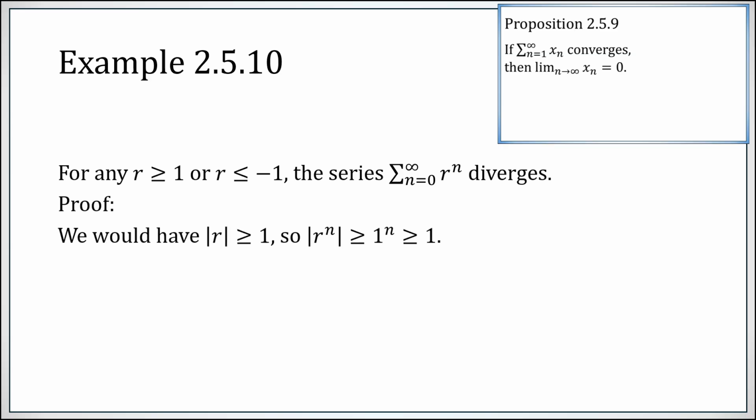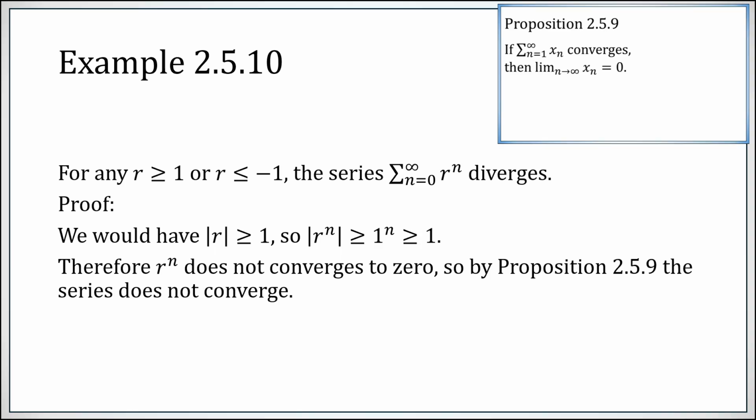Well, if the absolute value of r is bigger than or equal to 1, then if I begin raising that to the nth power, the absolute value of r to the n is still bigger than or equal to 1, meaning it is not converging to 0. So, by the proposition we just established, in the contrapositive, if the limit of the underlying sequence isn't 0, either it has a different limit or this limit doesn't exist at all, then this series must not converge.